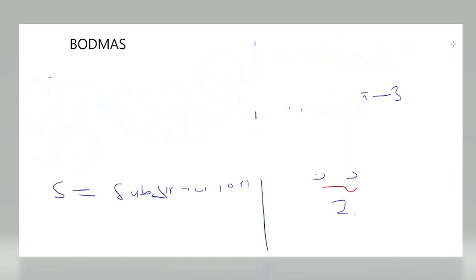Now assume you are given this operation. Example number 1. Maybe 5x plus the bracket 2x minus 3y. Now find the solution of this.